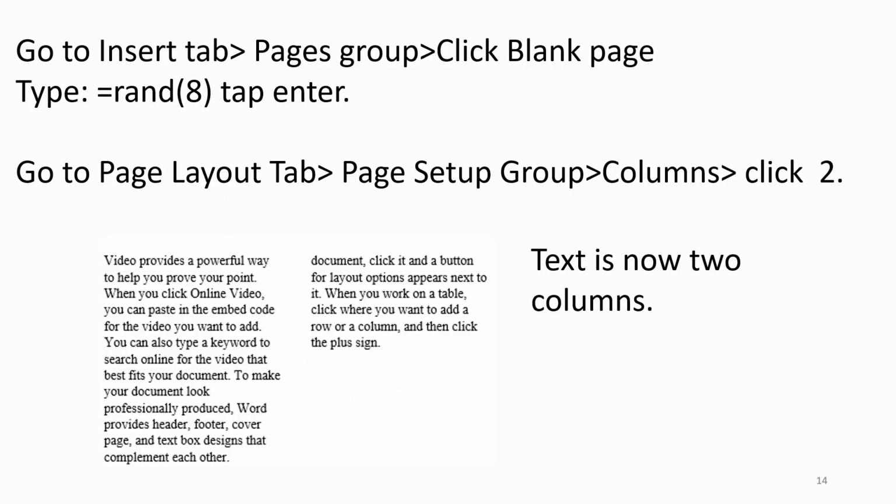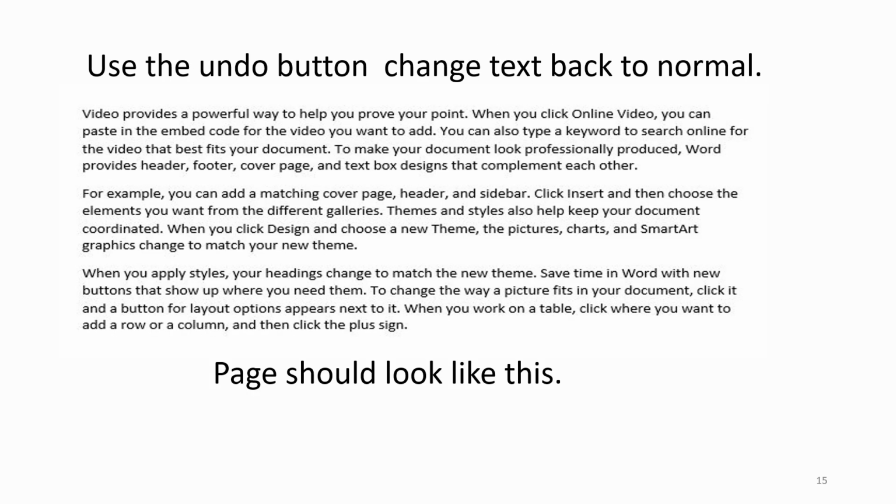Go to Insert tab, Pages Group, click Blank Page. Type =rand(8) and tap Enter. Go to Page Layout tab, Page Setup Group, Columns, click 2. Text is now in 2 columns. Use the Undo button to change the text back to normal. Page should look like this.